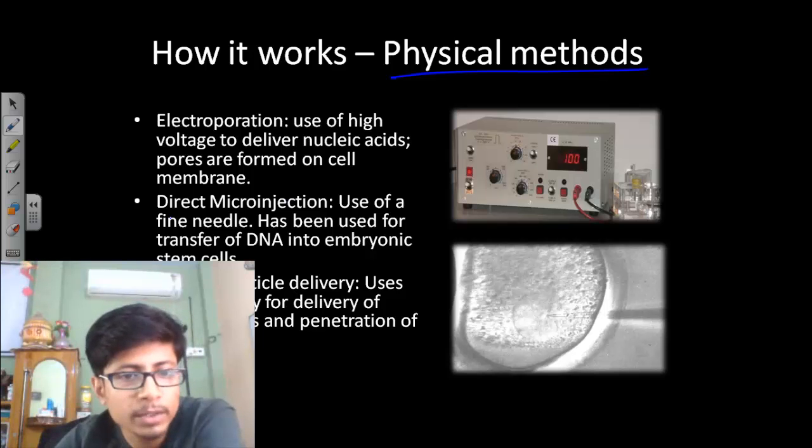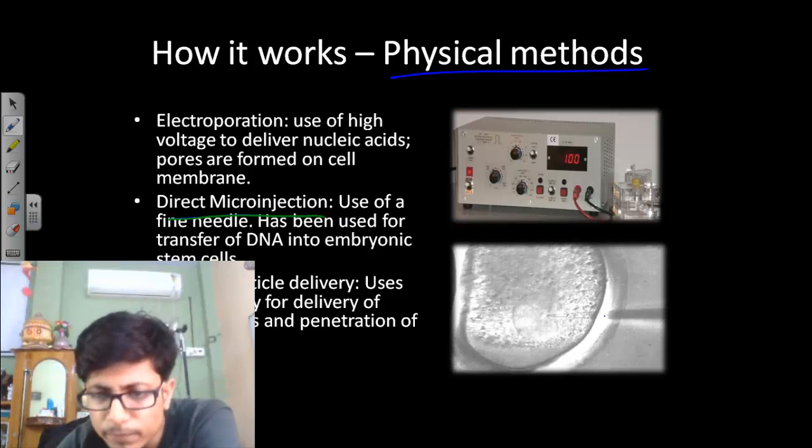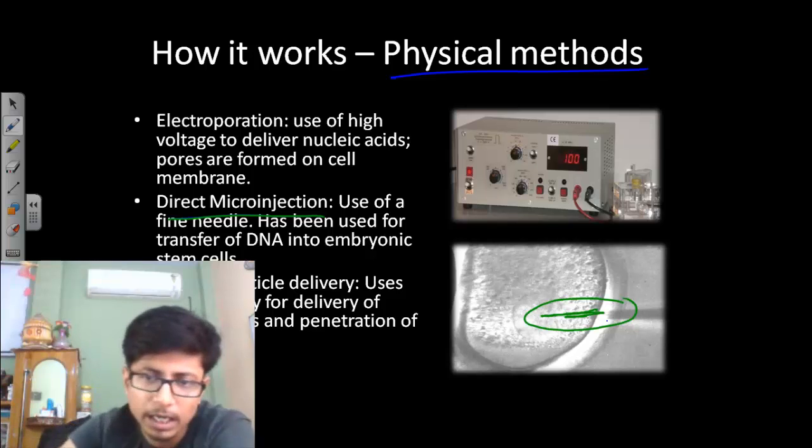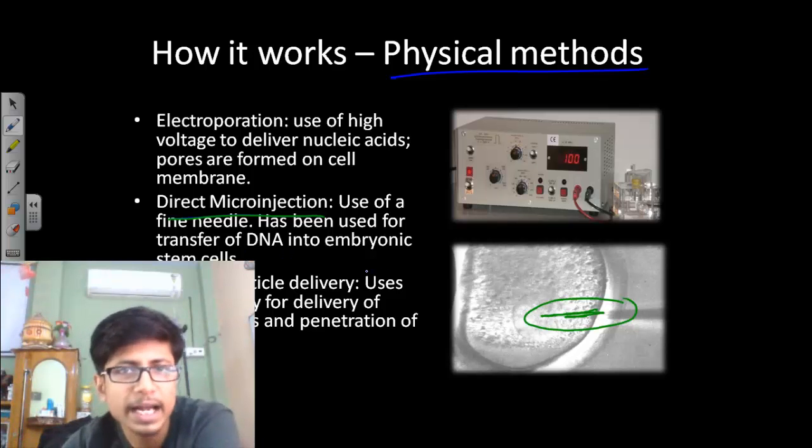Or we can use the micro-injection process, where you can see a very tiny needle. If you look at this picture, you can see the end of this needle. A very tiny needle helps to inject the DNA directly inside the nucleus. Usually we use direct micro-injection for delivery of genes inside the embryo, right, during development.